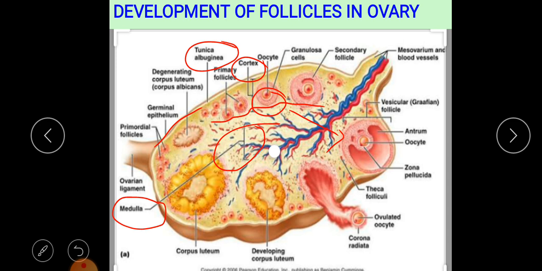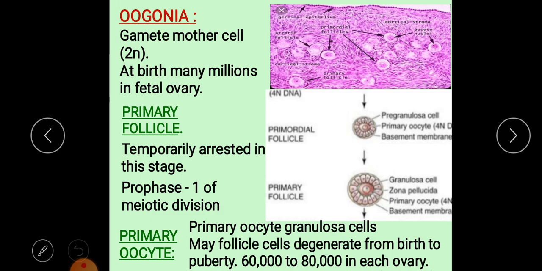Next we will study how the oogenesis process takes place in the embryonic stage in the female. The oogonia is the gamete mother cell, with the diploid number of chromosomes. At the time of birth of the female, many millions of primary oocytes are present in the fetal ovary. So let us see about that.